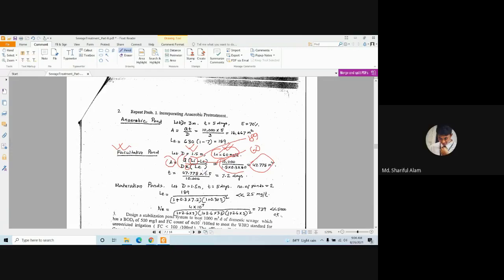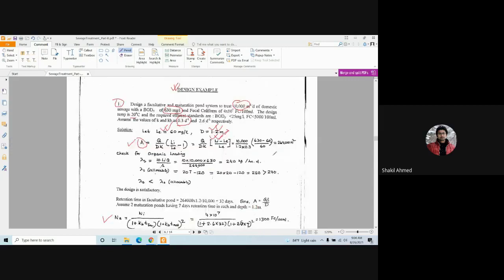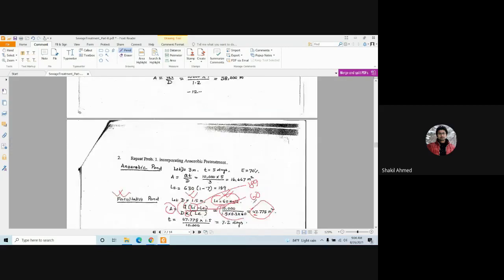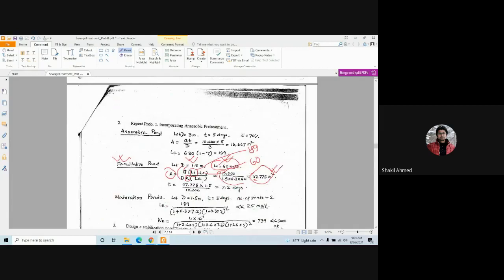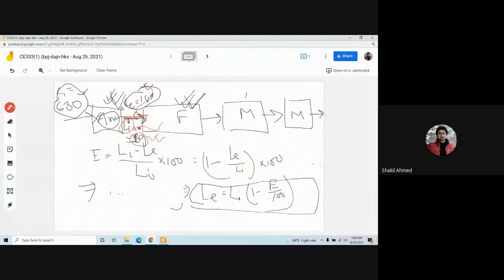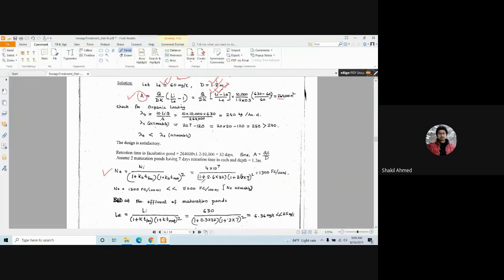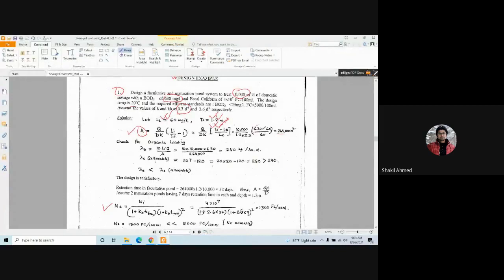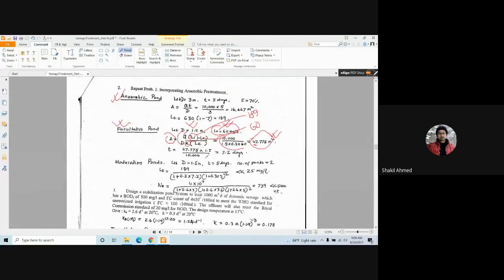Yes, sir. Now you see this is 47,000. Previously this was 264,000. So this has been reduced much. Why? Because a big portion of the BOD has been treated in the anaerobic pond. So the influent load here was 189 for the facultative pond, but previously here it was 630. That's why this was higher. Clear? Yes, sir.